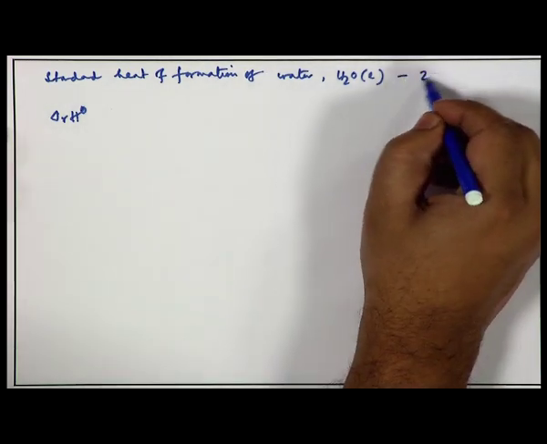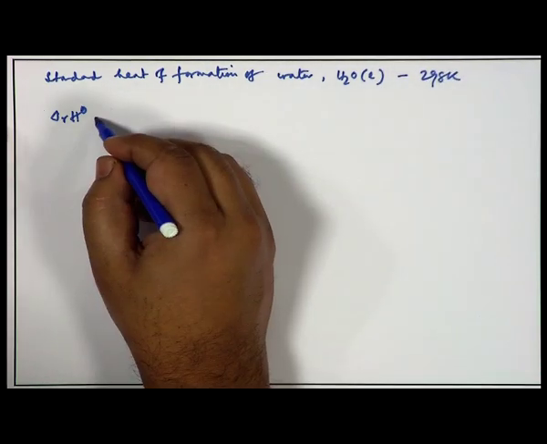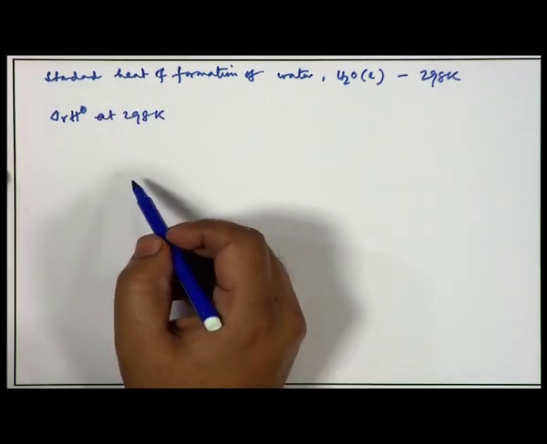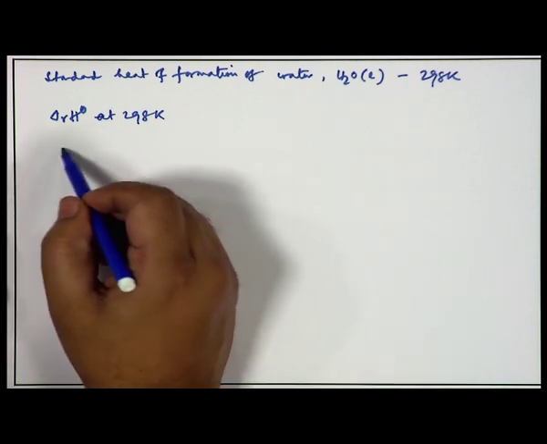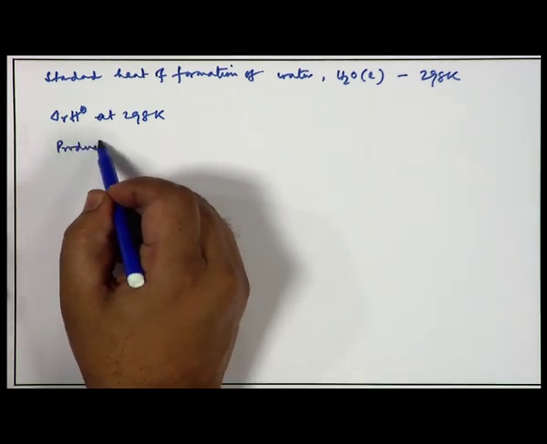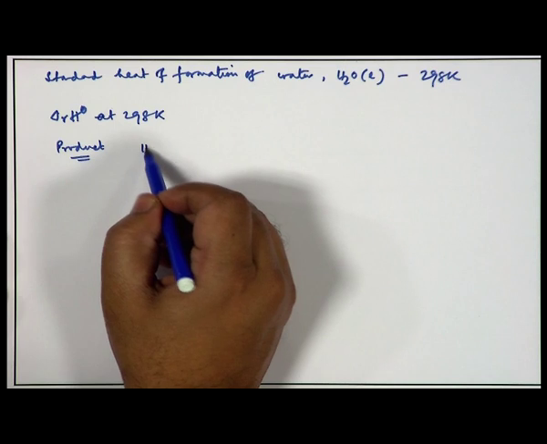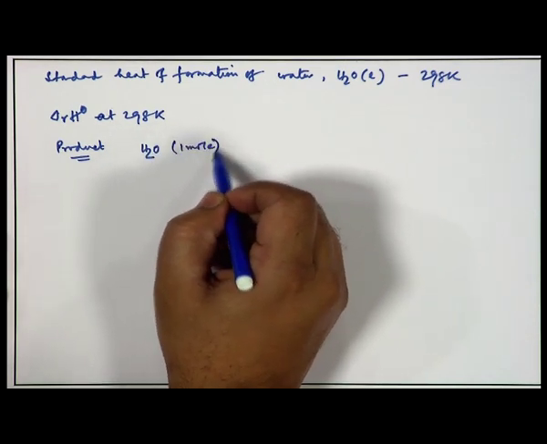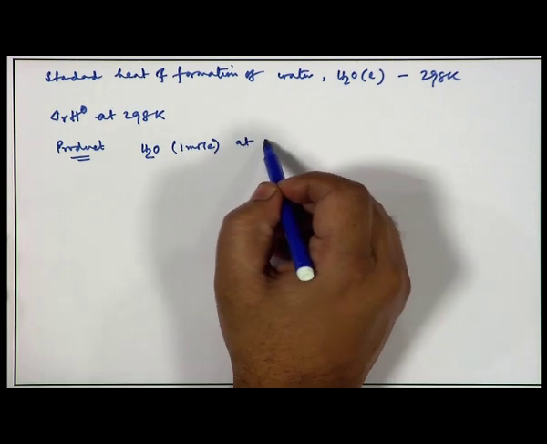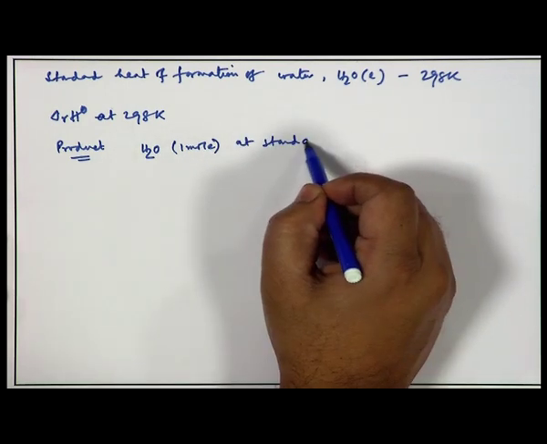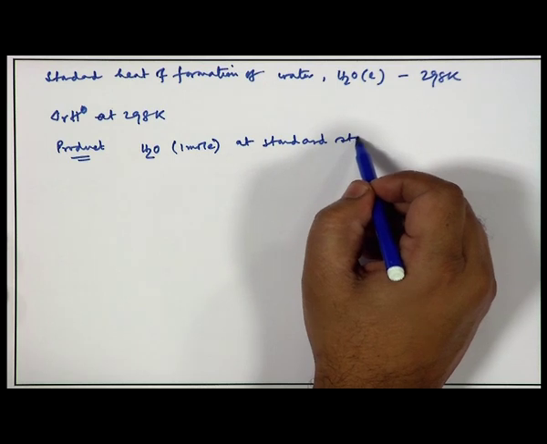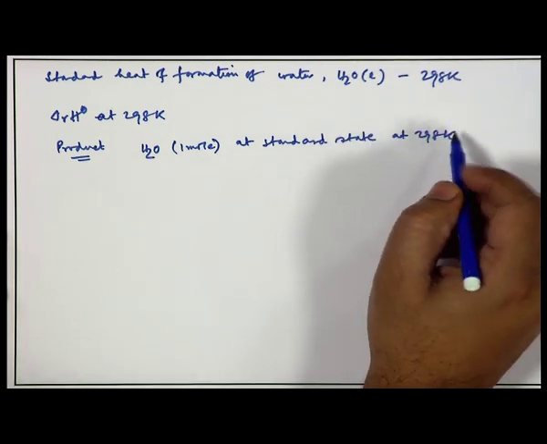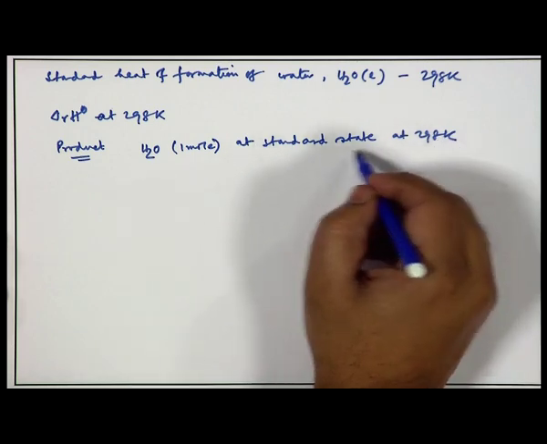If we want to get it at 298 K, then we have to get it at 298 K. What is the product? The product would be H2O, 1 mole, at standard state, at 298 K.